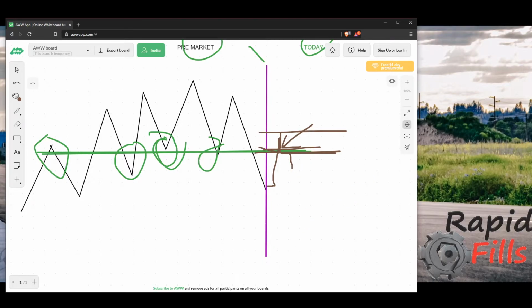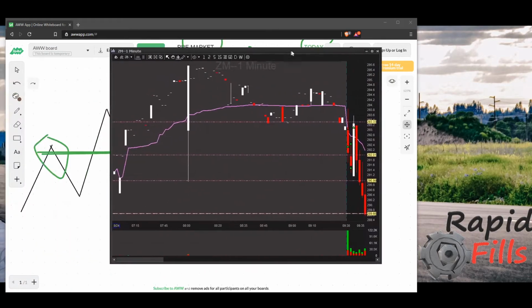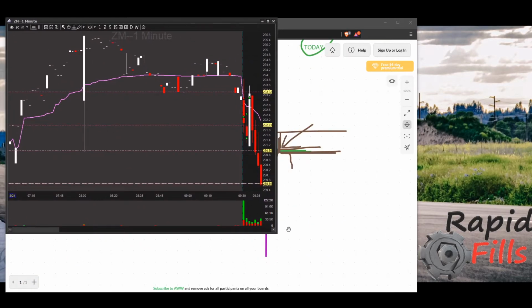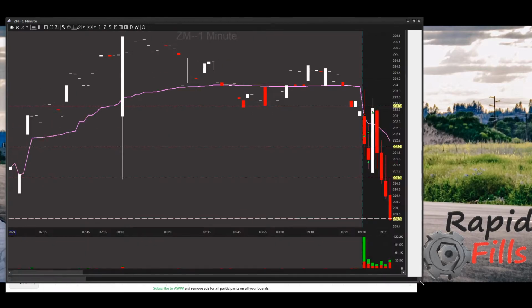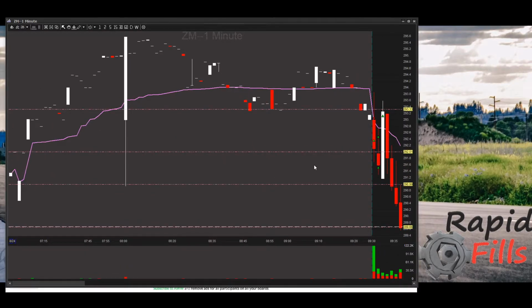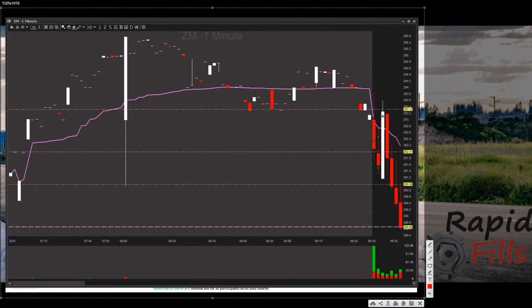One of those trades actually happened today, and let me bring in a chart. So let's see, where's the chart right here? Even though I did not capture the whole move, I did capture almost the same move that I drew. So it was almost a perfect trade right here, or a perfect textbook trade.